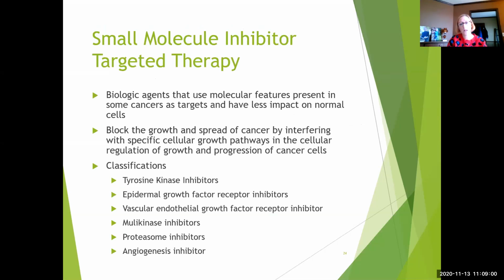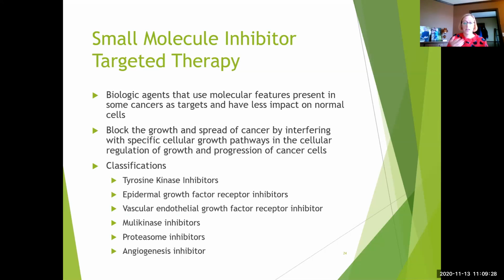Then your small molecule inhibitor targeted therapy. These are biologic agents that use the molecular features present in some cancer cells as targets and have less impact on normal cells. So that's a benefit with these, that they do have less impact on those normal cells. They block the growth and spread of cancer by interfering with those specific cellular growth pathways and the cellular regulation and growth and progression of cancer cells.